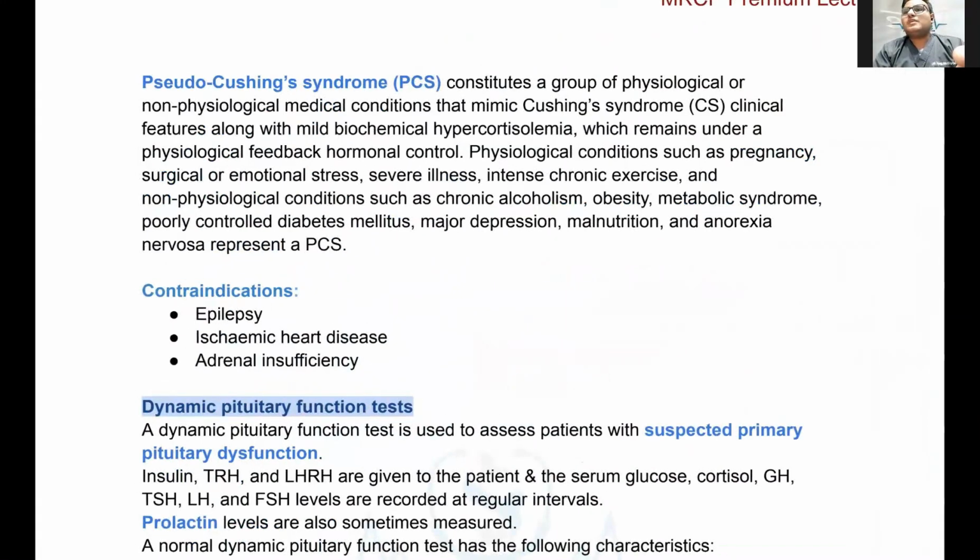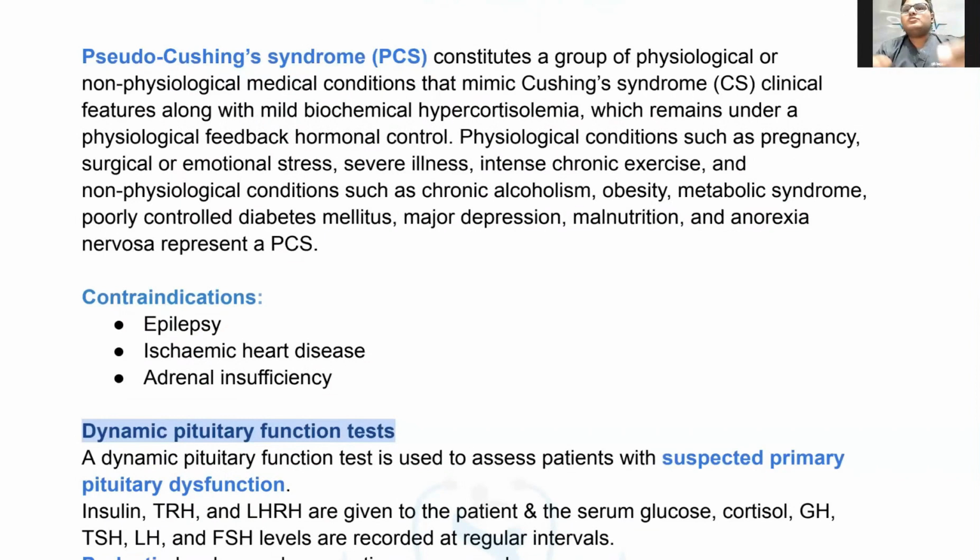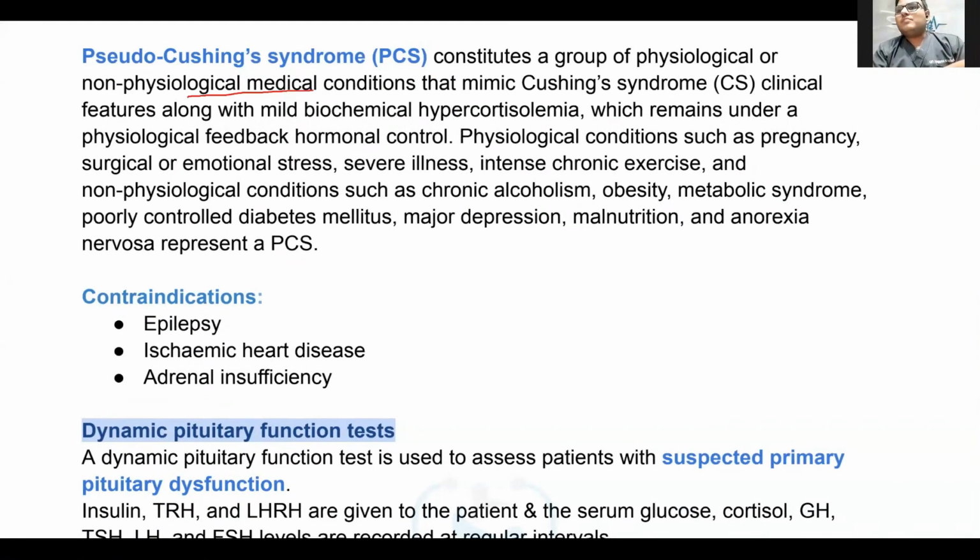A pseudo-Cushing syndrome is a group of physiological and non-physiological medical conditions that mimic Cushing syndrome, but it has hypercortisolism or hypercortisolemia. It means cortisol is high. But a very important point to mention here is that this hypercortisolemia is under a physiological normal control. So it is normally controlled by the body.